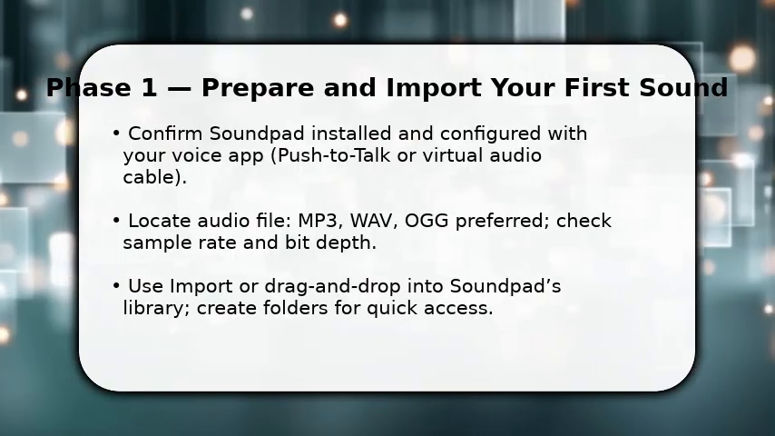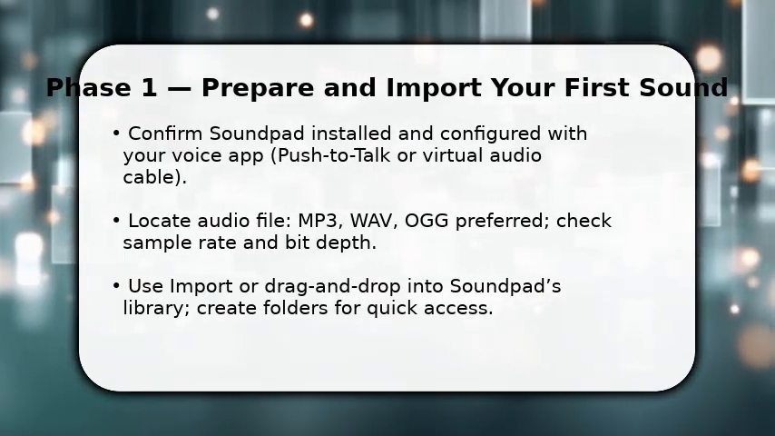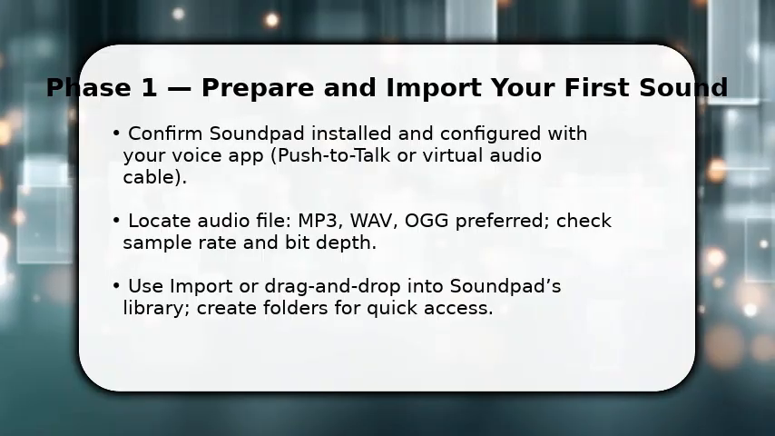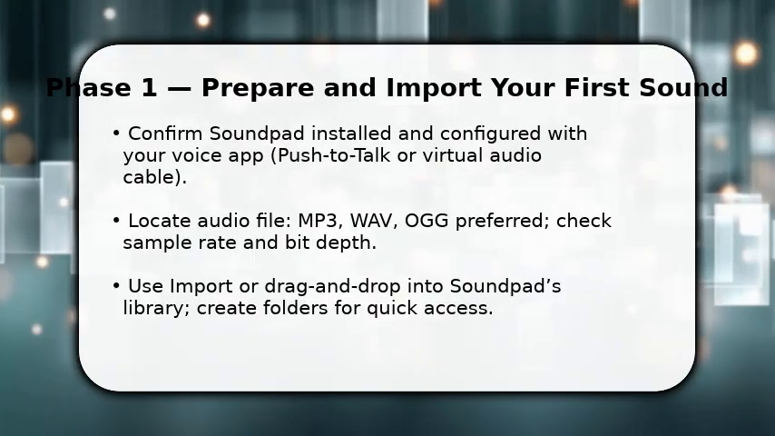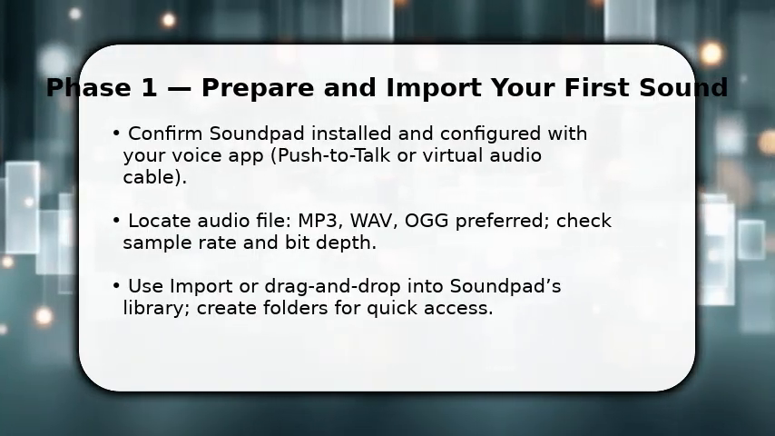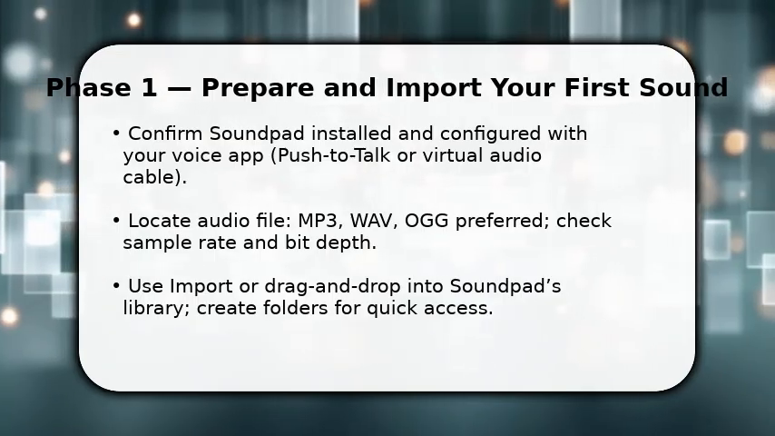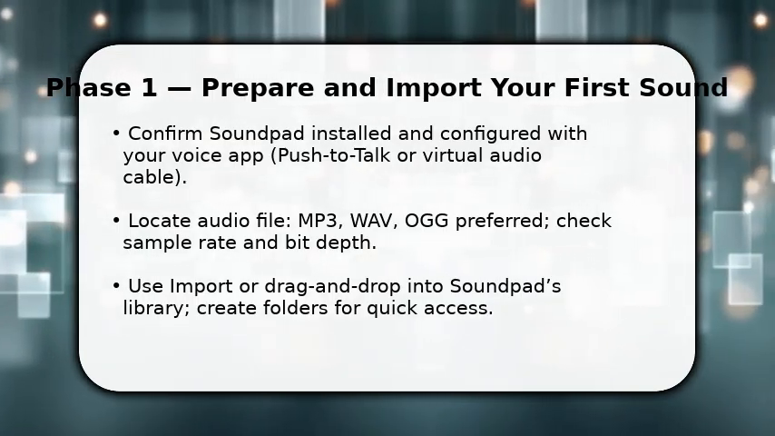Next, pick a clean MP3 or WAV. Lower noise saves time later. Then drag and drop or use import to add it to the library and place it in a named folder for fast recall. Once done, assign a default playback option so you can test without extra clicks.